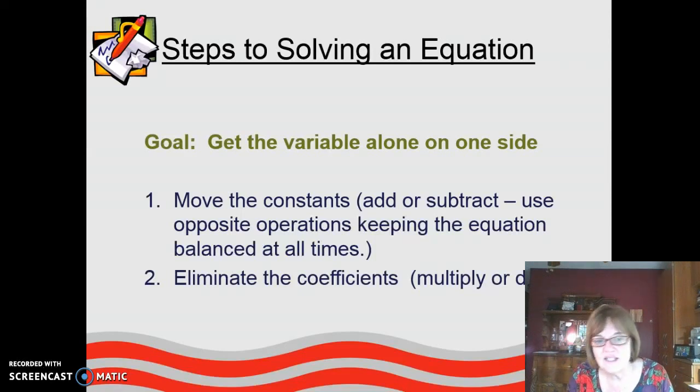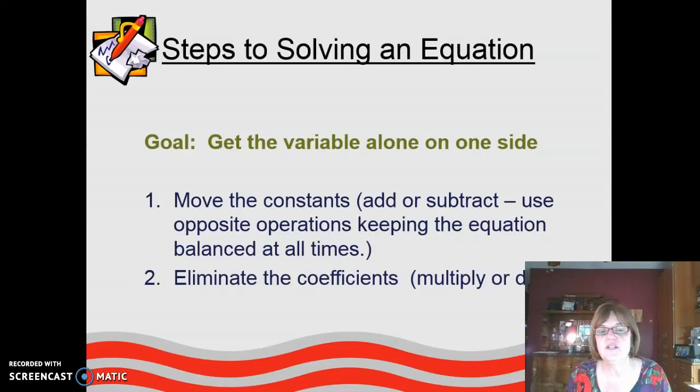So basically, a couple of steps that we're always going to look for. The first one I want you to learn today is moving the constants. We're going to move those numbers that aren't attached to a variable, that are only being added or subtracted to a variable. We're going to move them to all get on one side of the equal sign. That's what we're going to start out with today. And what we'll do is add or subtract using opposite operations. We'll explain that a little more in a minute.